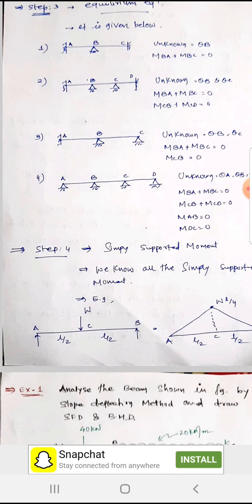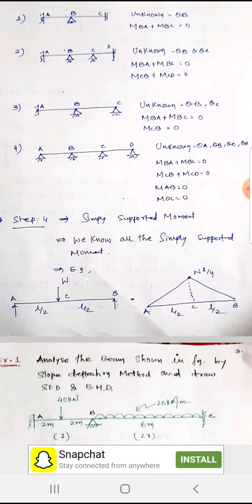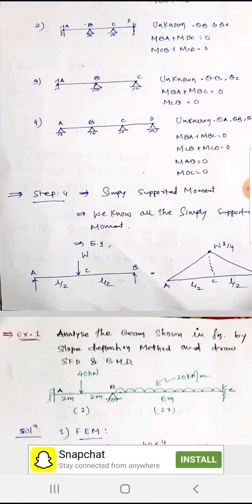Step number 4, simply supported moment, that we know about all the simple support moments. Here I have taken some simple examples. Number 1, suppose this is a simply supported span A, B, C, right?